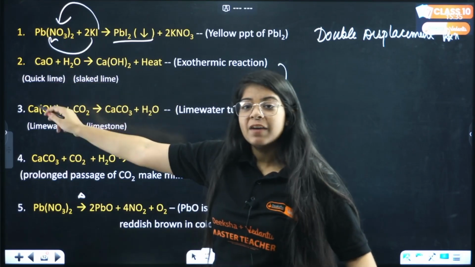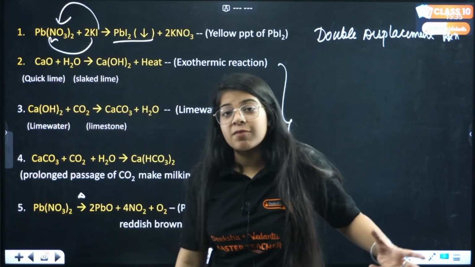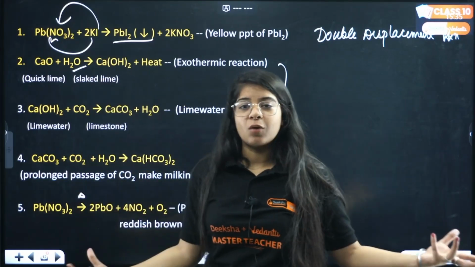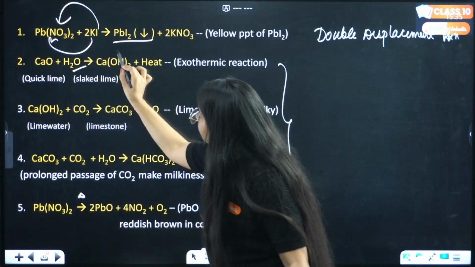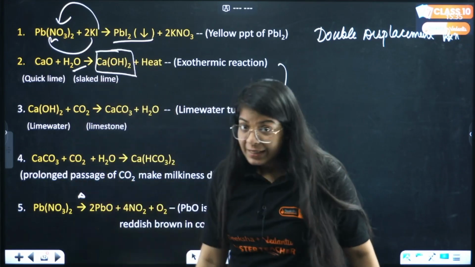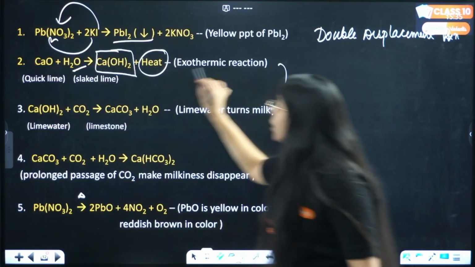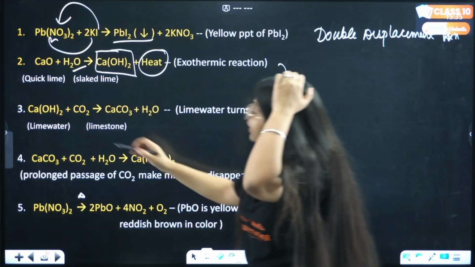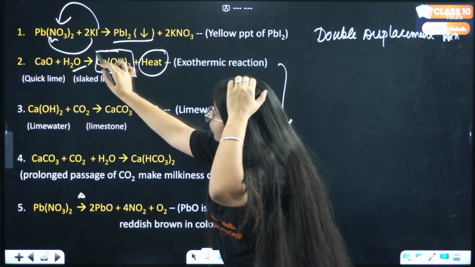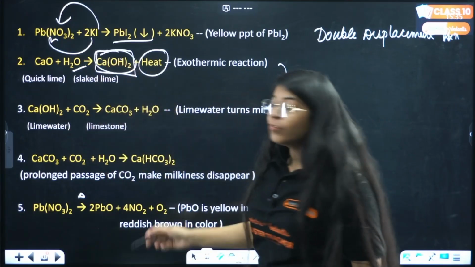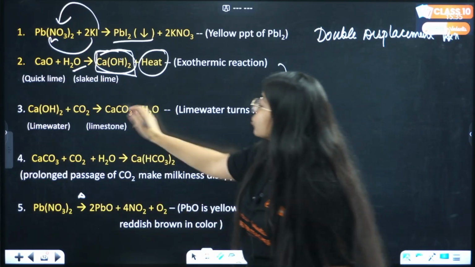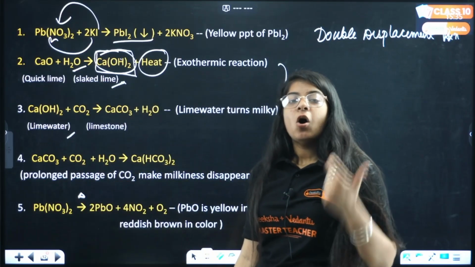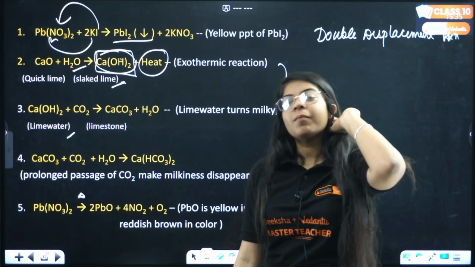CaO, you have calcium oxide, or quicklime we call it. You add water to it and lots of fumes get out. So the product is Ca(OH)2 plus heat is released. So it's an exothermic reaction. Okay, then we have Ca(OH)2. Now this Ca(OH)2 that we made, we add carbon dioxide to it. This is called slaked lime or lime water. Slaked lime or lime water is calcium hydroxide.